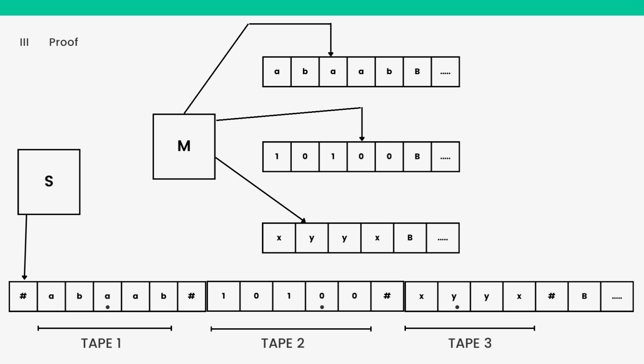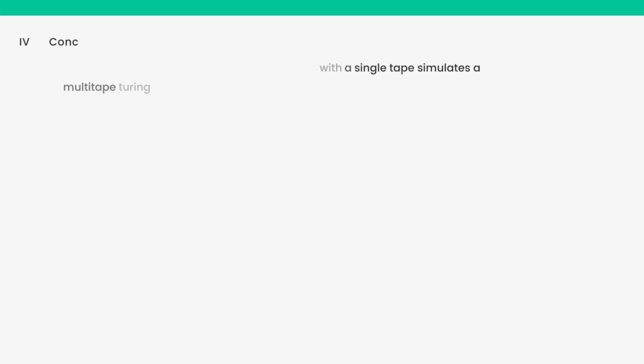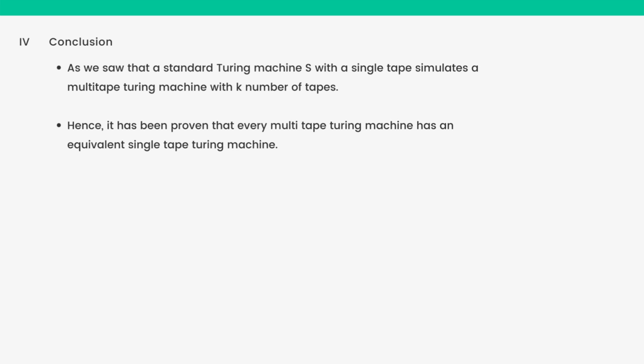If M accepts or rejects, then S accepts or rejects respectively. So as we saw, a standard Turing machine S with a single tape simulates a multi-tape Turing machine with k tapes, and it has been proven that every multi-tape Turing machine has an equivalent single-tape Turing machine. I hope this video helped you in understanding multi-tape Turing machines.